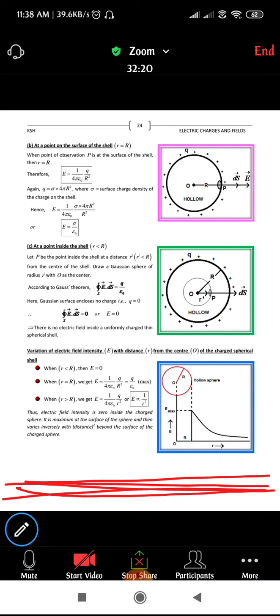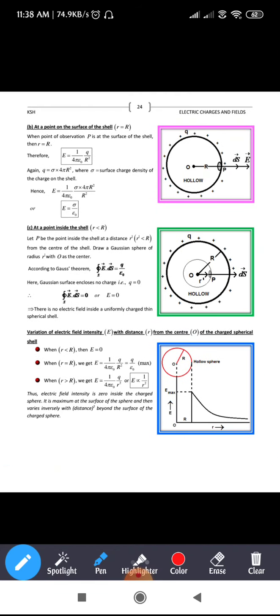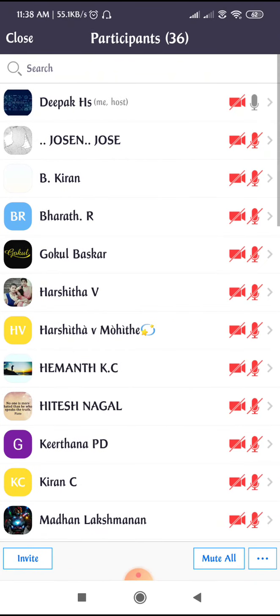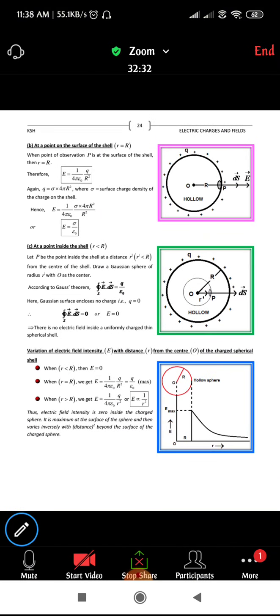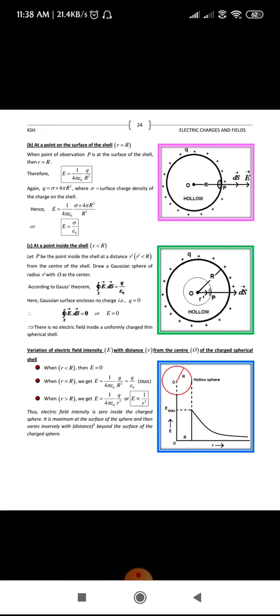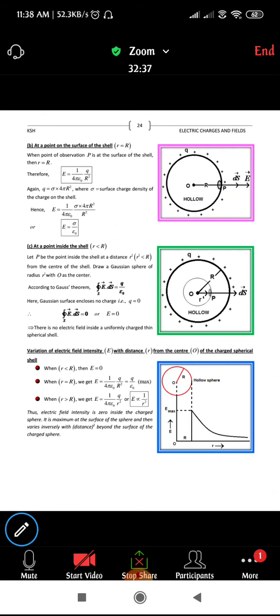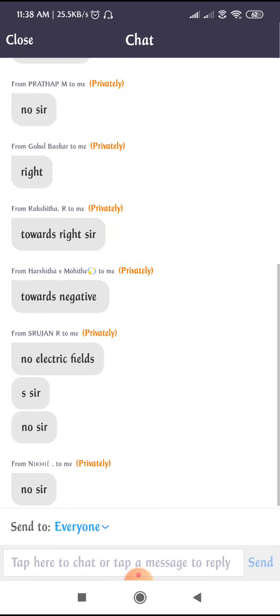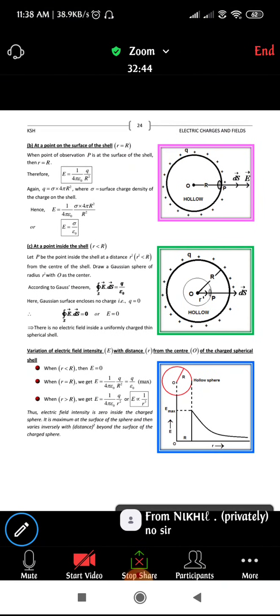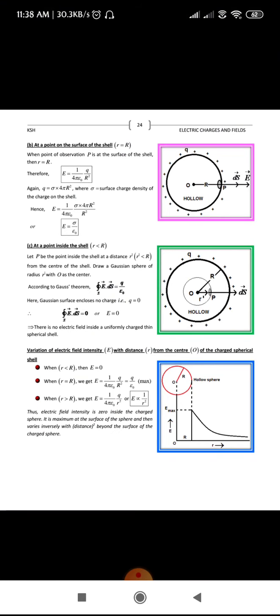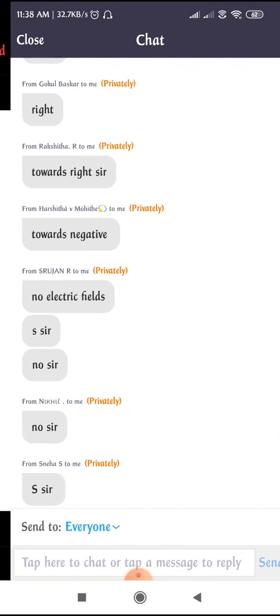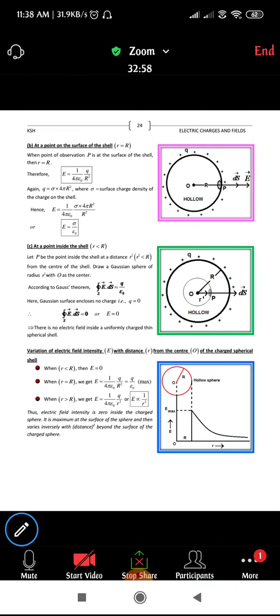Do you have any doubts regarding the topics which we have discussed today? In case you have any doubts, please let me know so that it will be easy for me to clarify your doubts. Okay, Nikhil, no sir. What about others? Have you understood? Okay, fine, Sneha.